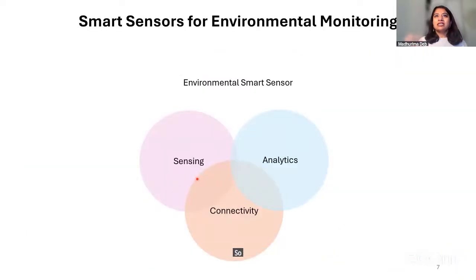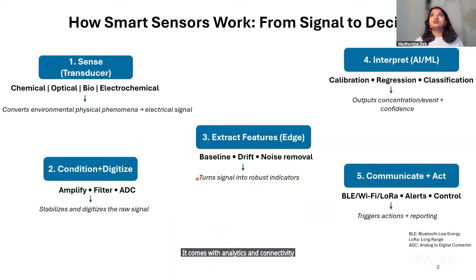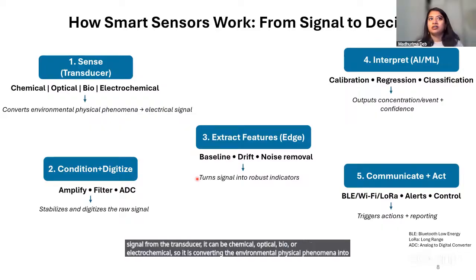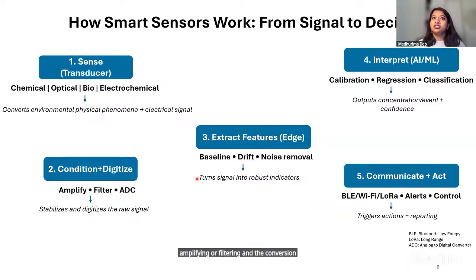So basically, we can say now that smart sensors come with three things: sensing, analytics, and connectivity. To reiterate my points, these are the five stages of smart sensor working. First, we have the signal from the transducer. It can be chemical, optical, bio, or electrochemical. It converts the environmental physical phenomena into an electrical signal. Then comes the conditioning, like amplifying or filtering, and the conversion into a digital signal.